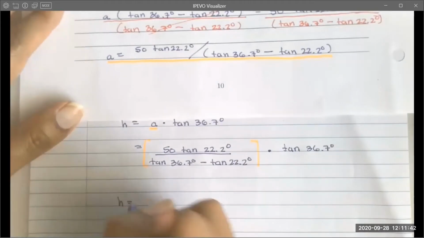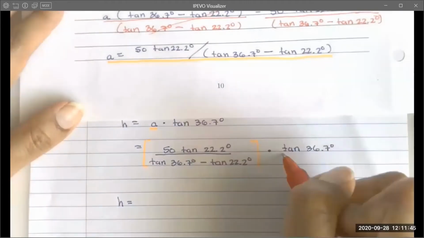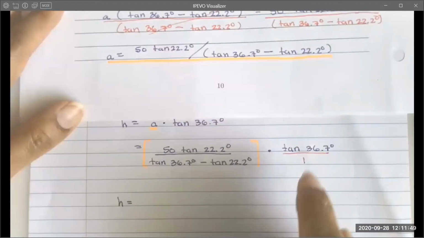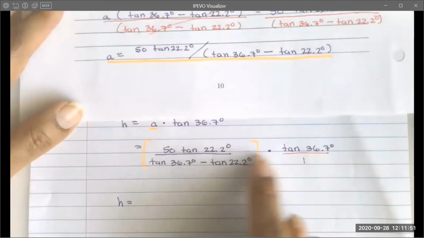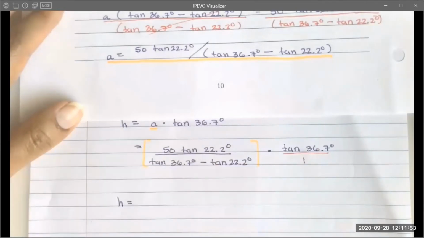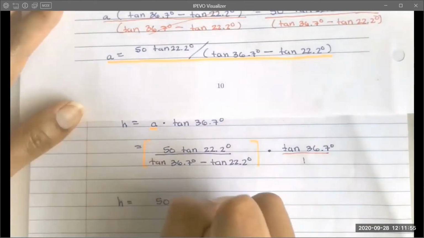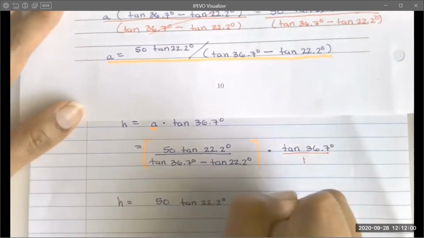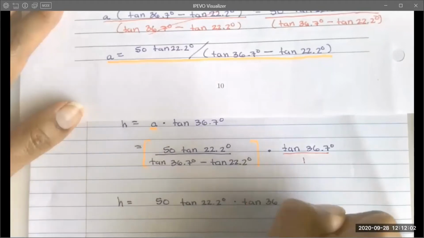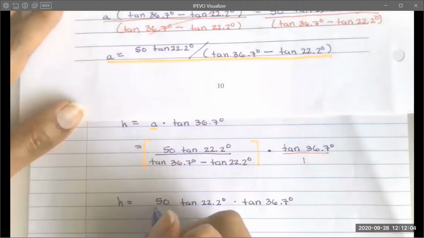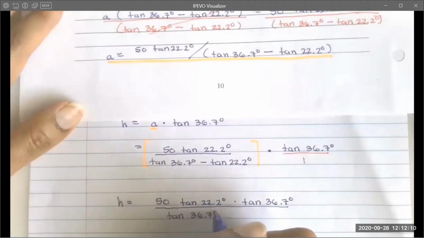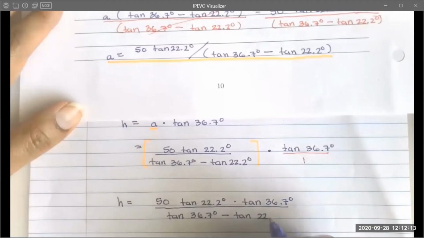Okay, now this is like multiplying by tan 36.7 over 1. So I could multiply the numerators together and the denominators together. In the numerator, what I'll get is 50 times tangent of 22.2 degrees times tangent of 36.7 degrees, all divided by tangent of 36.7 degrees minus tangent of 22.2 degrees.